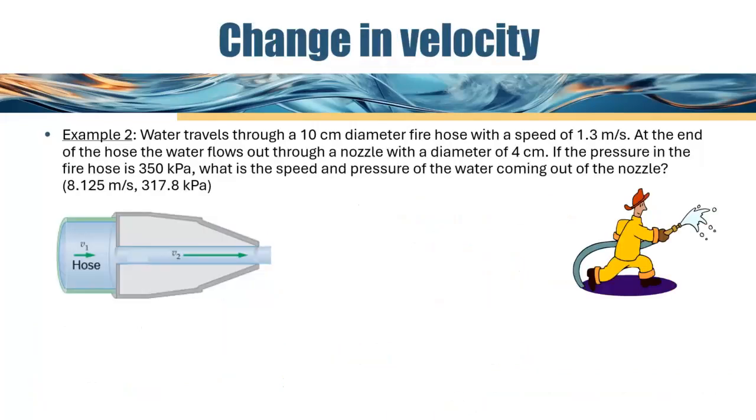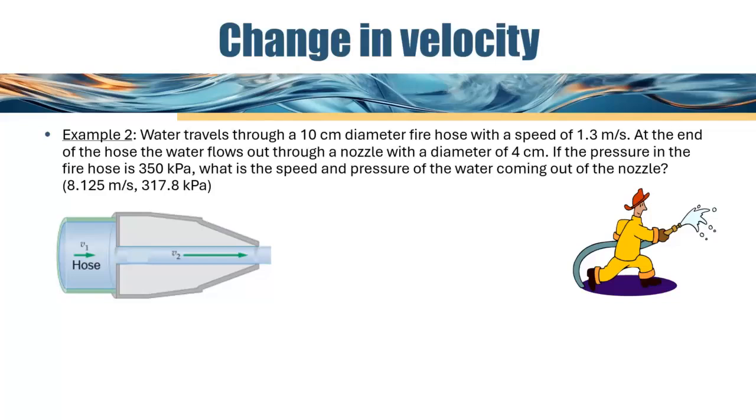In this example, water travels through a 10 centimeter diameter fire hose with a speed of 1.3 meters per second. At the end of the hose, the water flows out through a nozzle with a diameter of 4 centimeters. If the pressure in the fire hose is 350 kilopascals, what is the speed and pressure of the water coming out of the nozzle?